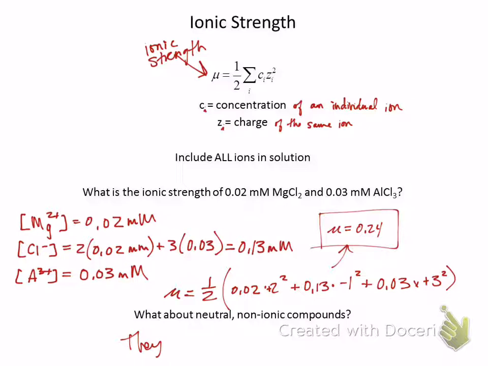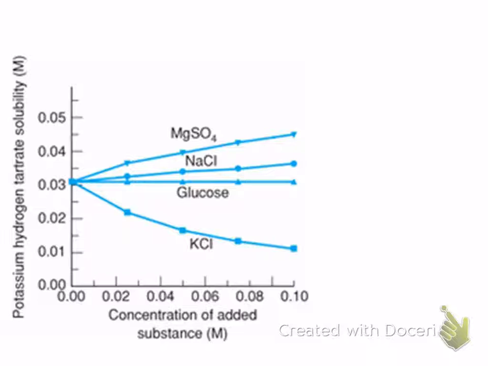It's only ionic compounds that we have to take into account, but we need to be careful to make sure we account for all ionic compounds, because neutral compounds have no effect. All right, so let's take a look at a simple plot here out of the text.